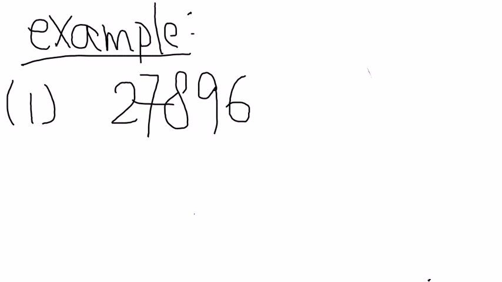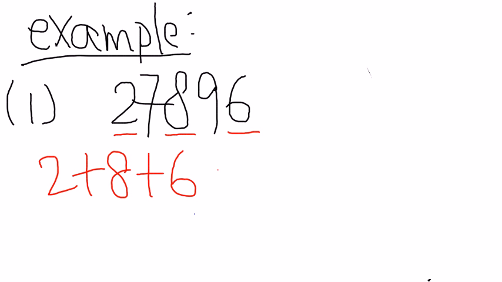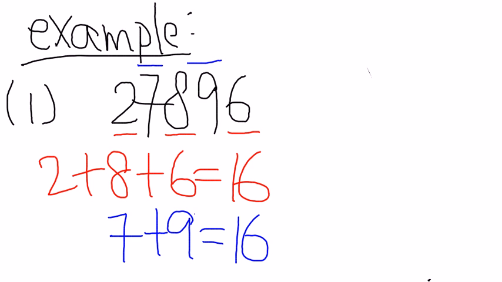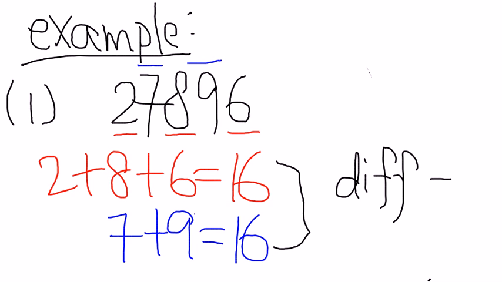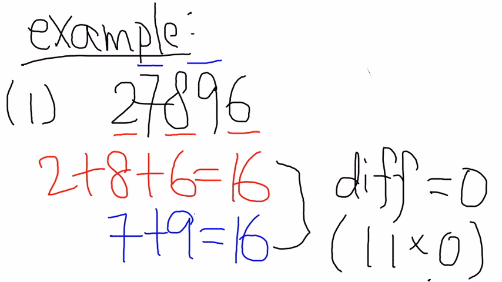And now you have to add the numbers in the odd positions. 2 plus 8 plus 6, which is 16. And for the even position, we have two numbers, which is 7 and 9. You add them together, it is 16. Now you compare these two numbers. The difference of them obviously must be 0 because they are the same number. And 0 obviously is a multiple of 11 because 0 times 11 is exactly 0.